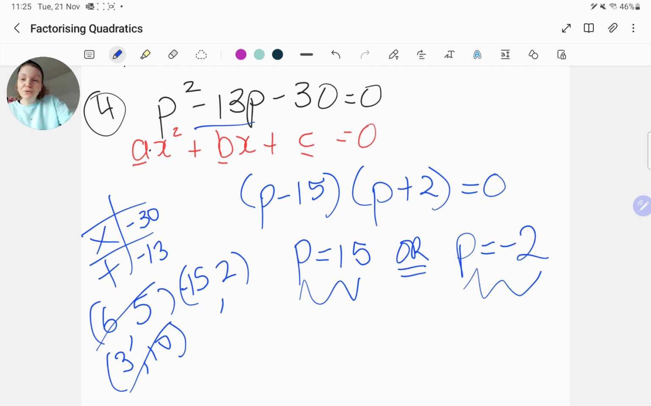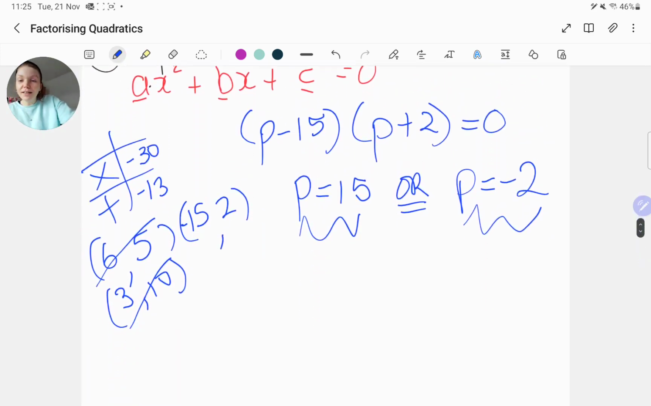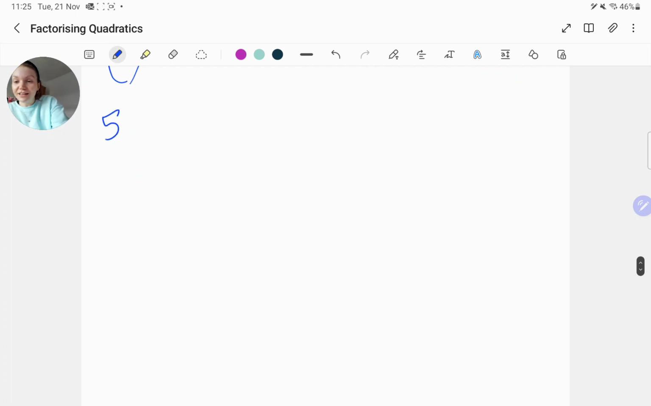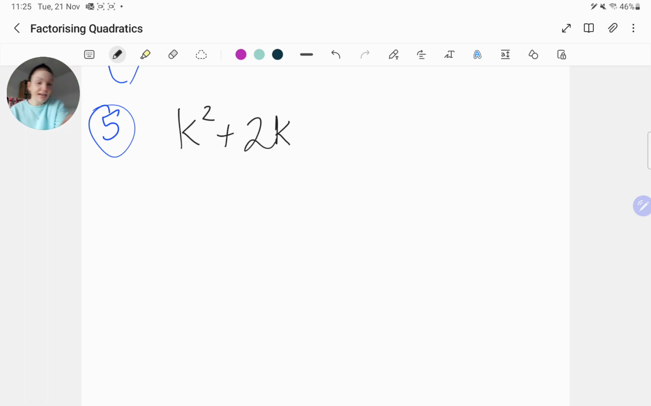Okay, so let's do one more just to make sure that we've definitely got this. So I'll write the sum down in black. Let's do a k. So we'll do k squared, and double checking how I'm copying this down, plus 2k. k squared plus 2k plus 1 equals 0.